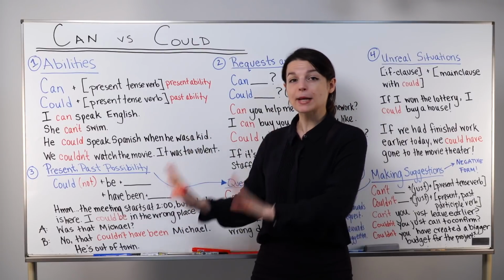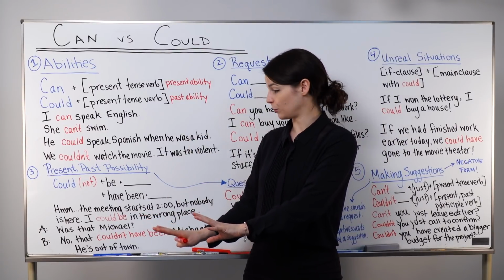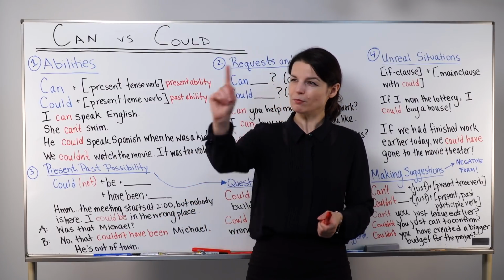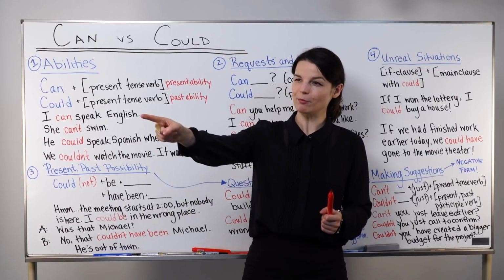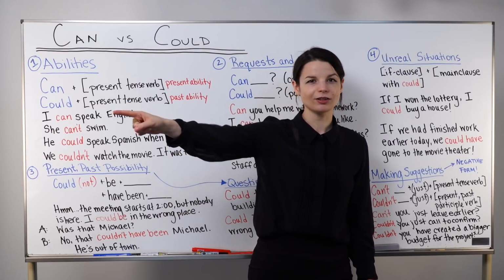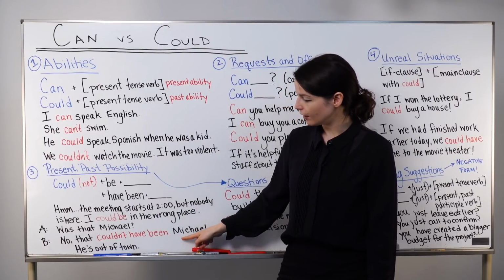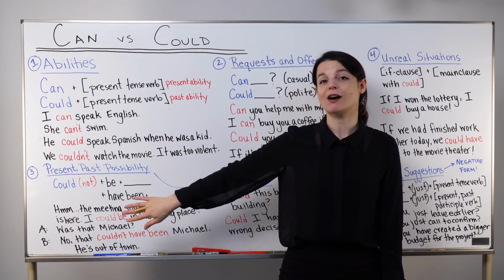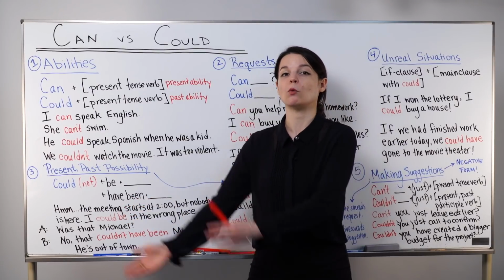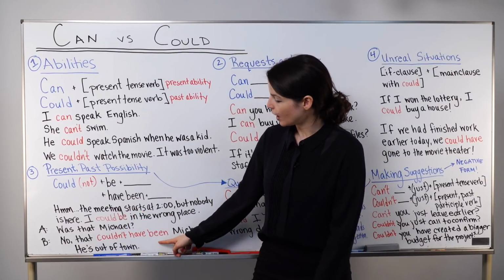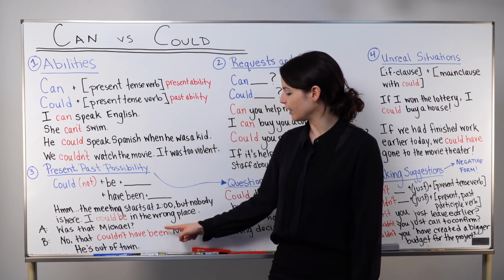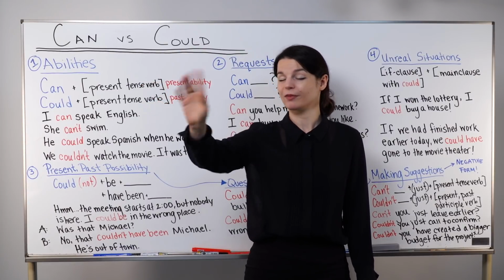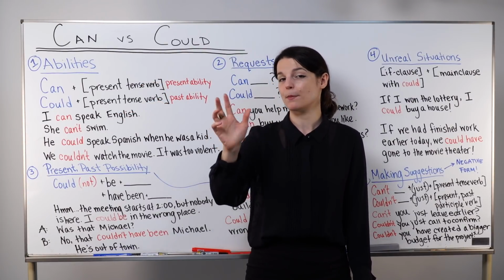This one is a past situation. It's a conversation. Person A says, hey, was that Michael? So you're on the street. Was that Michael over there in that coffee shop, for example? B says, no, that couldn't have been Michael. He's out of town. So out of town means away from the city. So here I'm using couldn't have been Michael. So that means that guy over there you pointed to, that couldn't have been Michael.